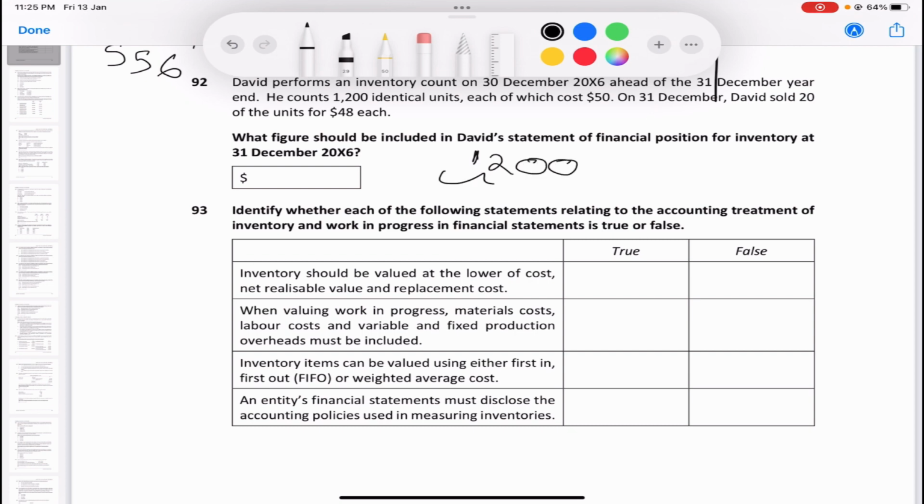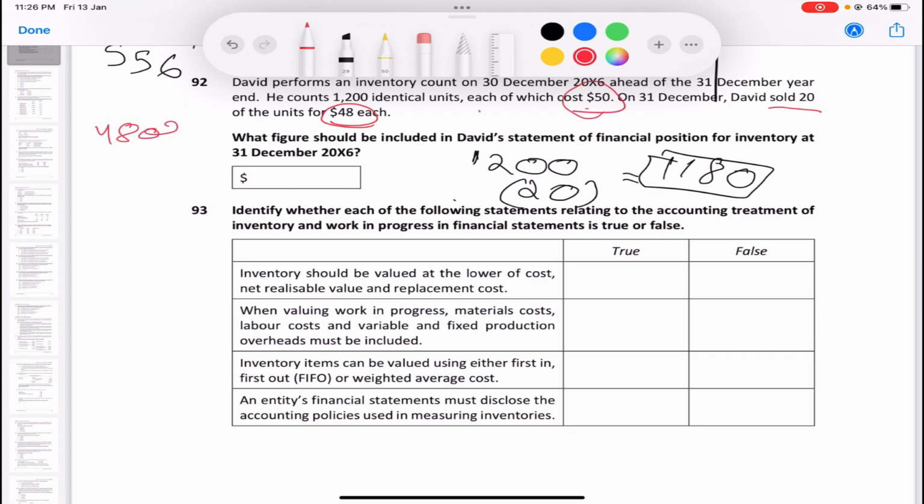So David has 200 identical units. Out of this he sold 20. So how much is he left with? He's left with just 180 units. These are the number of units which are left with him. Now tell me, David sold for 48 each, and each of which cost 50. So which one is lower, 48 or 50? 48 is lower, right?